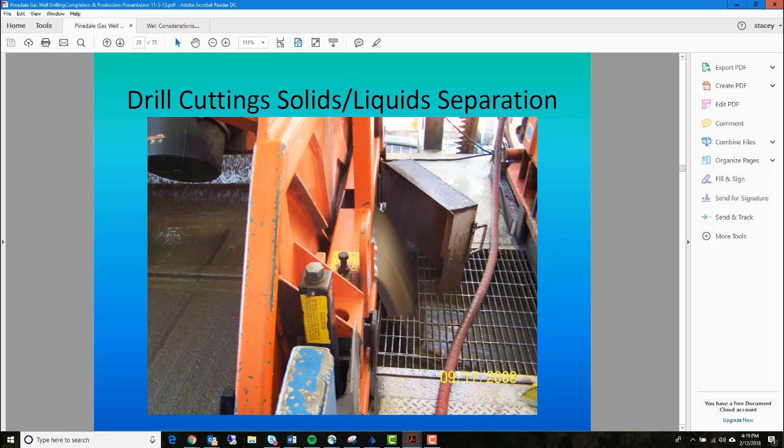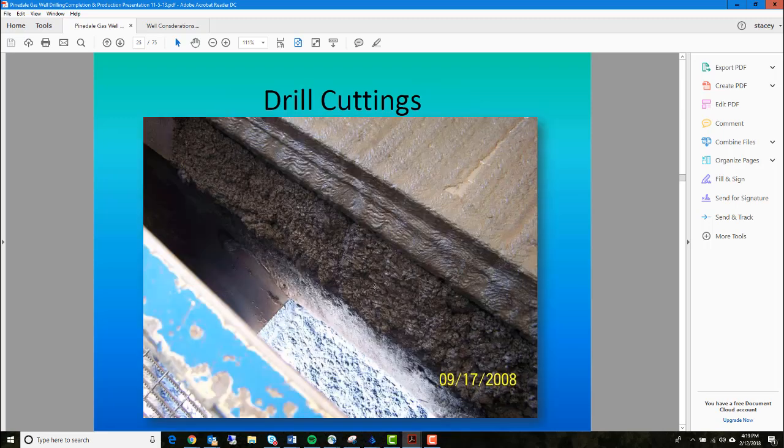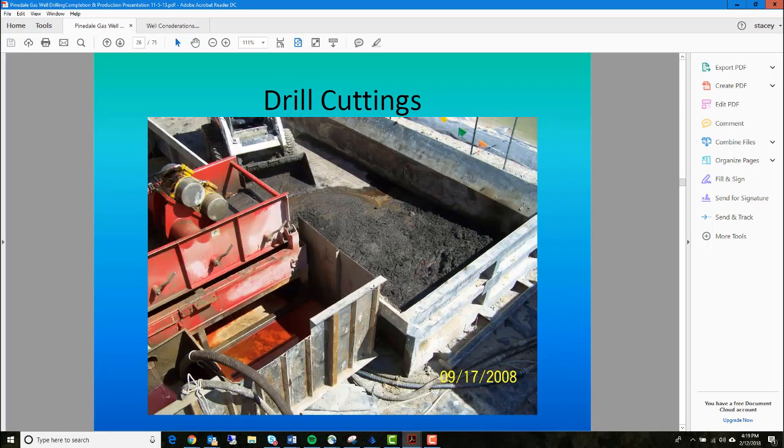Here you can see where the cuttings are going into a separator. They have shaker separators separating sort of the bigger particulates from the chemicals. And we have some slurry in here. And this is called a closed loop system. They're putting the cuttings over here.